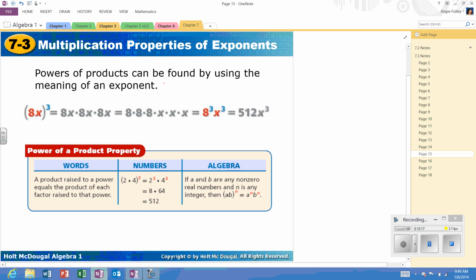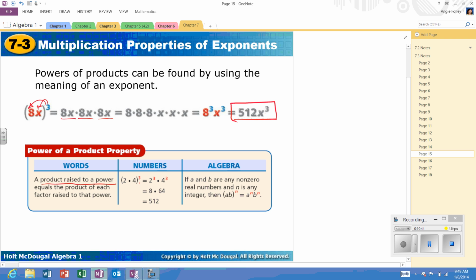And then powers of products can be found by using the meaning of an exponent. So if I have 8x all raised to the third power, you have to make sure that you take that power to everything inside of the parentheses, because it's 8x times 8x times 8x. So you're going to have 8 cubed times x cubed, which is 512x to the third. So a product raised to a power equals the product of each factor raised to that power.